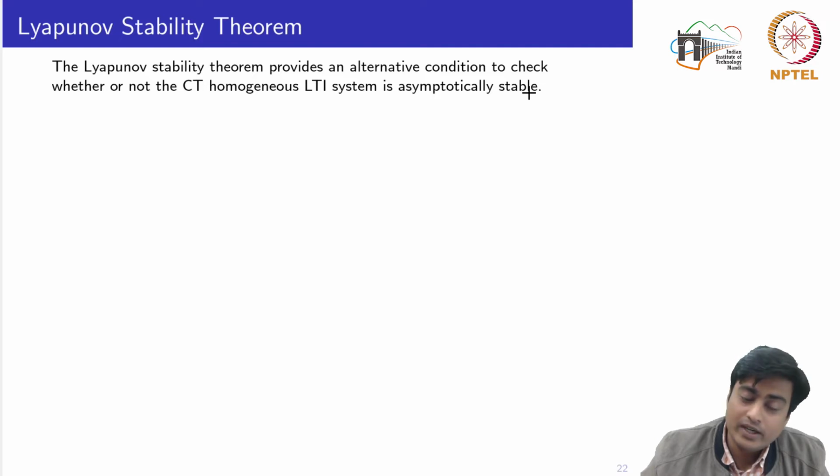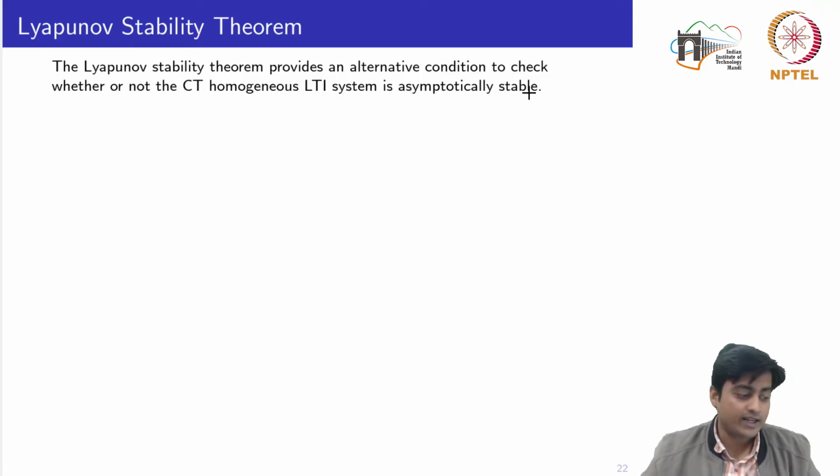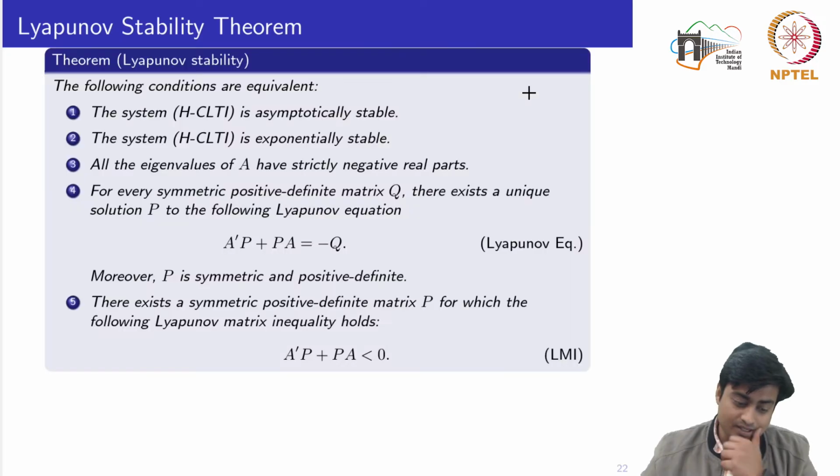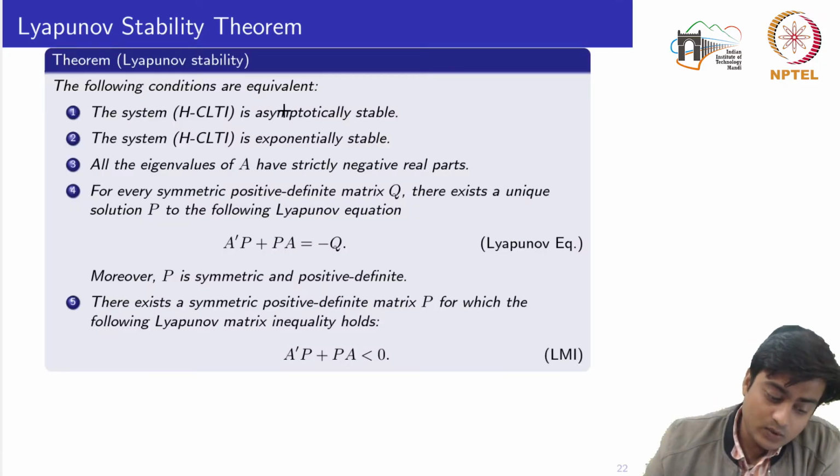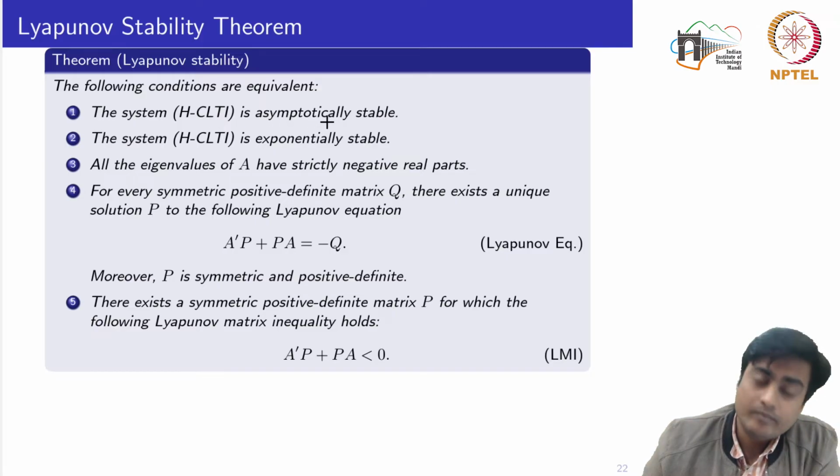So here we don't need to compute the solution, we don't need to compute the eigenvalues, but we will see some other different criteria, which is this one. So the following conditions are equivalent: the homogeneous CLTI system is asymptotically stable, which is equivalent to saying that the system is exponentially stable, which is again equivalent to saying that all the eigenvalues of A have strictly negative real parts.